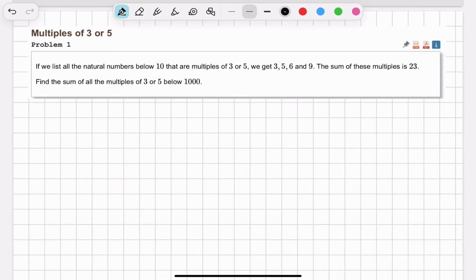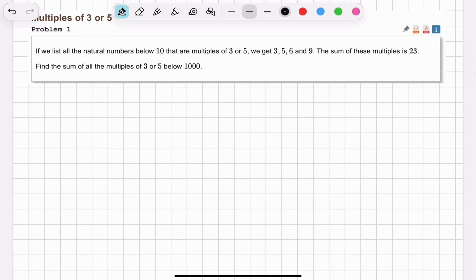Today we've got a question from Project Euler, and it's the first one. It reads the following: if we list all the natural numbers below 10 that are multiples of 3 and 5, we get 3, 5, 6 and 9. The sum of these multiples is 23. Find the sum of all multiples of 3 or 5 below 1,000.